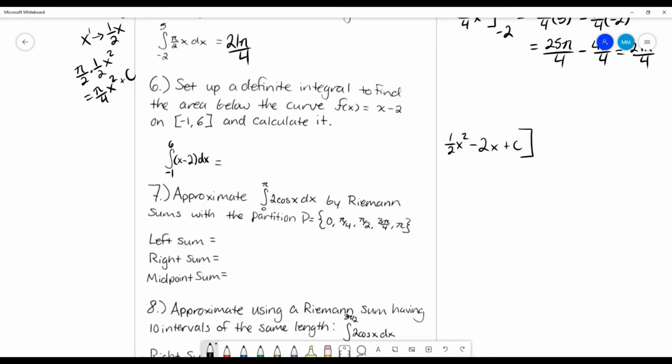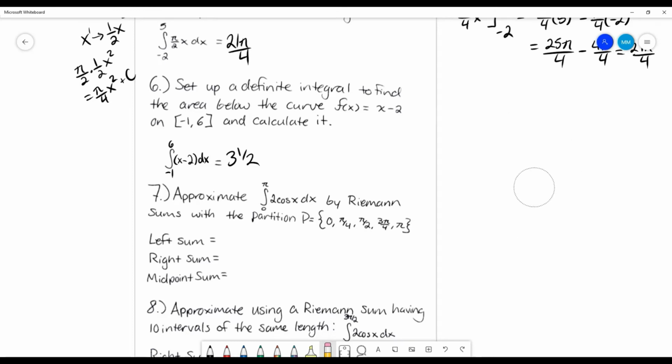And then we've got to evaluate it. So I'm going to plug in that 6. It's going to be 36 over 2 minus 12, all minus, if I plug in that -1 now, I'm going to get 1/2 plus 2. So that's going to be 18 minus 12 minus 2.5, which is 6 minus 2.5, which is 3.5. So our answer is 3.5.